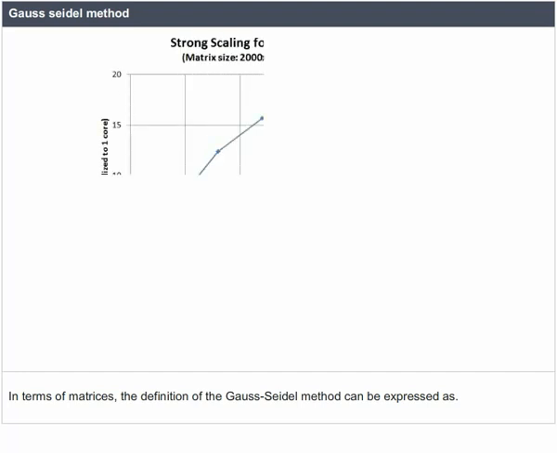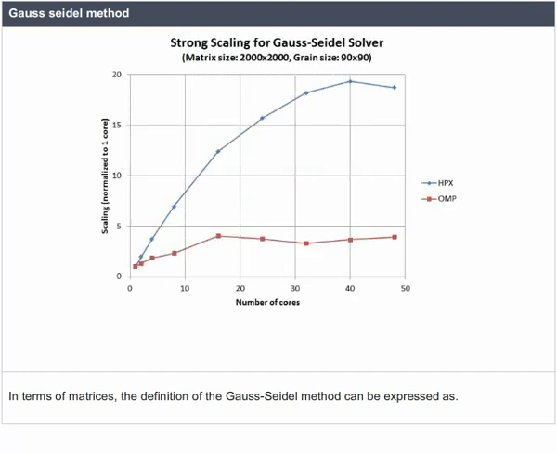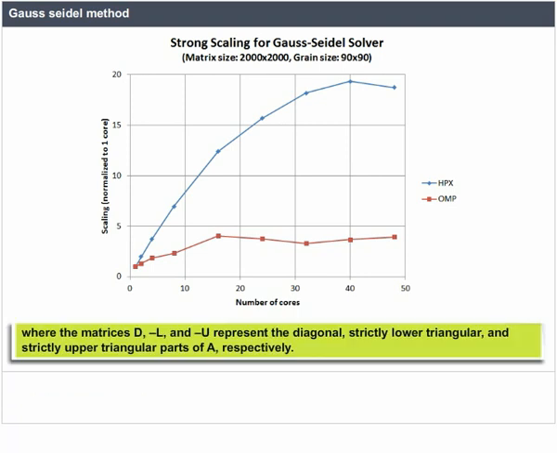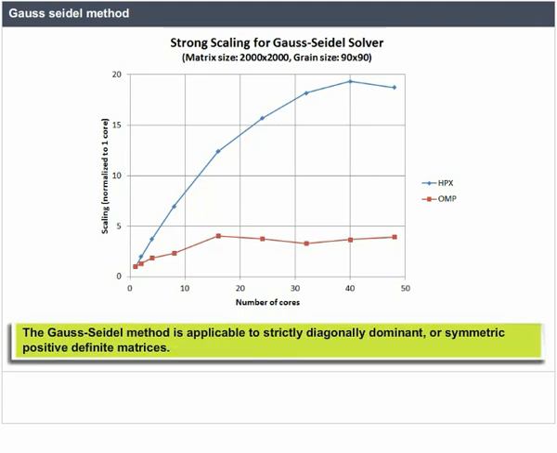In terms of matrices, the definition of the Gauss-Seidel method can be expressed as x^(k) equals (D minus L) to the power minus 1, times (U x^(k-1) plus b), where the matrices D, minus L and minus U represent the diagonal, strictly lower triangular and strictly upper triangular parts of A, respectively. The Gauss-Seidel method is applicable to strictly diagonally dominant or symmetric positive definite matrices.